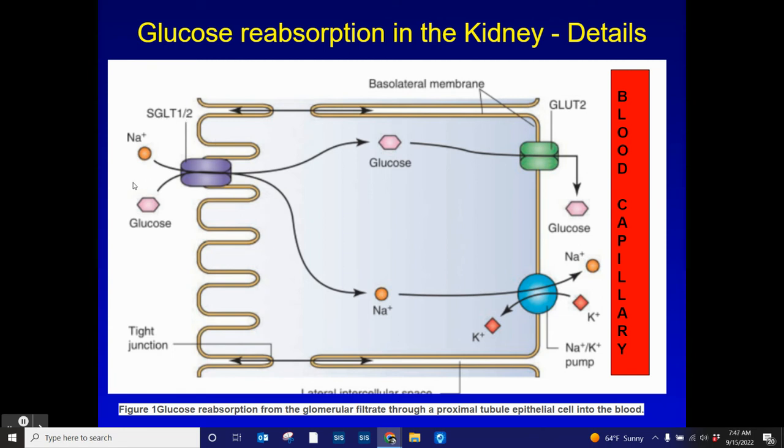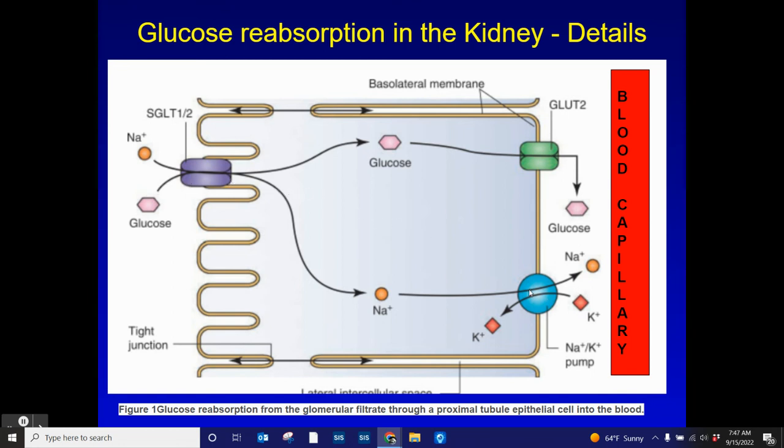So what's going to happen here is that the sodium is going to diffuse down its concentration gradient. This is a relatively high concentration of sodium, as we saw in that earlier diagram, with a lot of sodium in the filtrate and also some glucose. There's a relatively low level of sodium inside this particular cell, so sodium will pull the glucose with it. Why is there a low level of sodium inside the cell? We have all the sodium coming in.